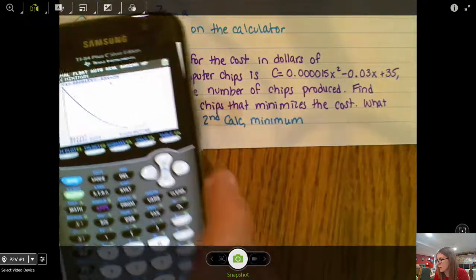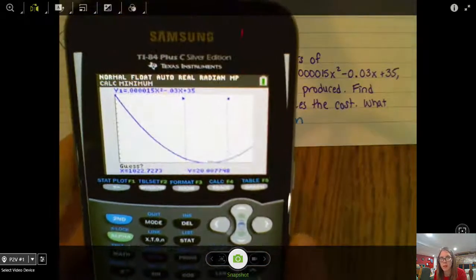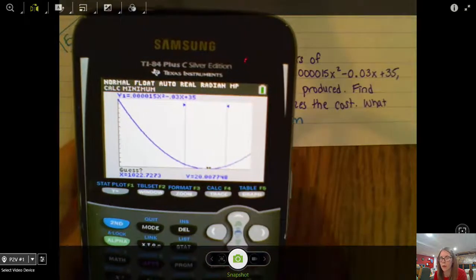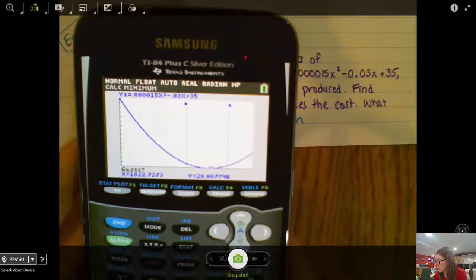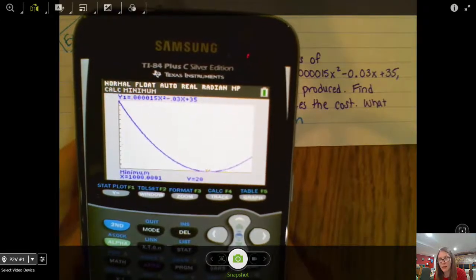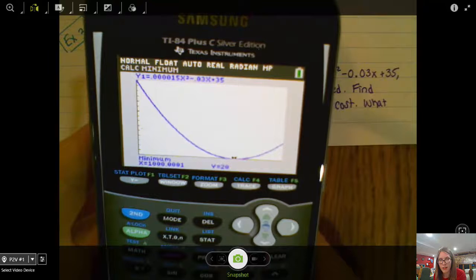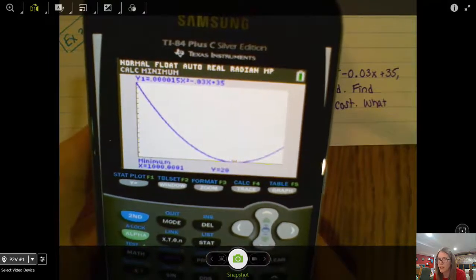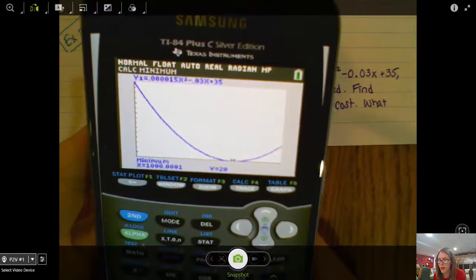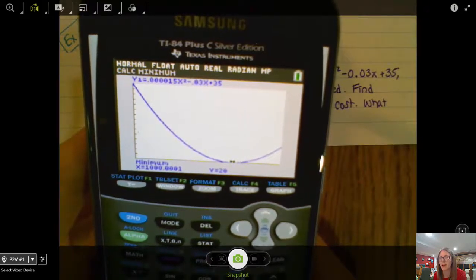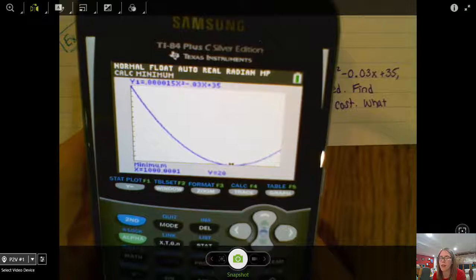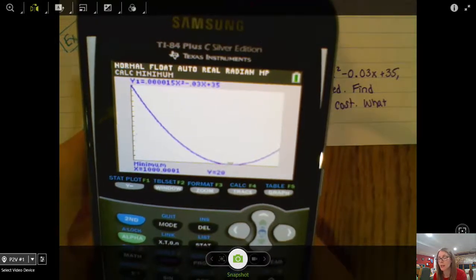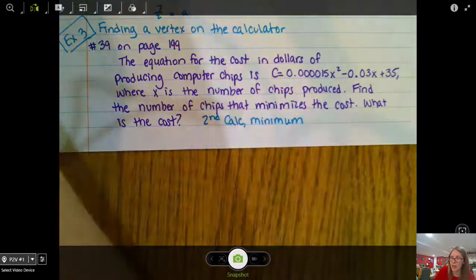It's kind of hard to tell, but here we go. You can see those vertical lines where I did my left bound, right bound. Okay, guess. And here we go. Okay, so it tells me my minimum is 1,000.0001. That's really just 1,000. Sometimes calculators do kind of weird rounding things. The y value is 20.